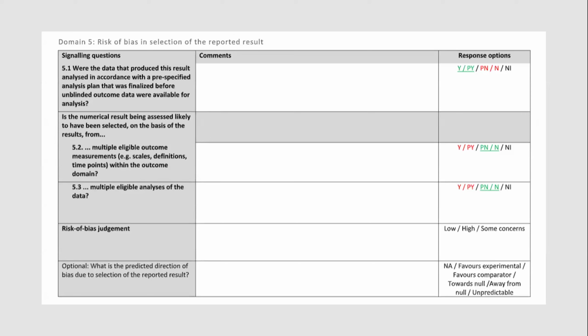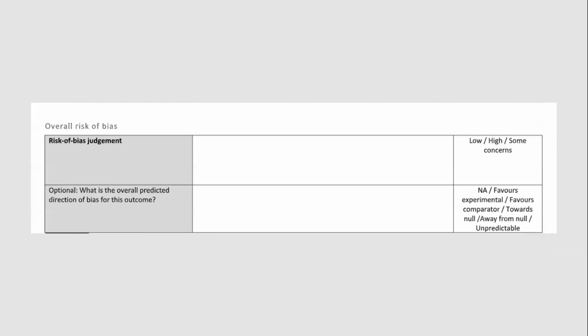So next is risk of bias in selection of the reported results. So here, based on the results they have reported in the study, you are going to analyze whether there is a bias or not. Were the data that produced this result analyzed in accordance with the pre-specified analysis plan that was finalized before unblinded outcome data were available for the analysis? Like as I told, you have the protocol for the study, what you are going to do. So it was followed. Based on that, the outcome assessment was done and the reporting was provided in the study.